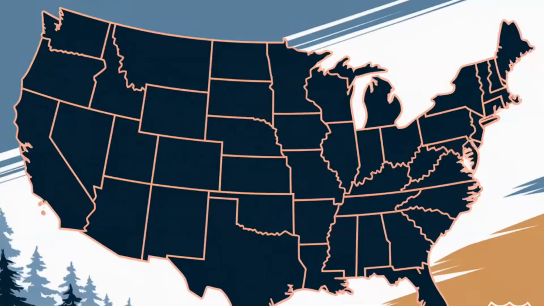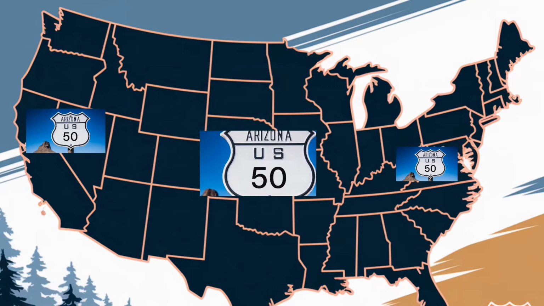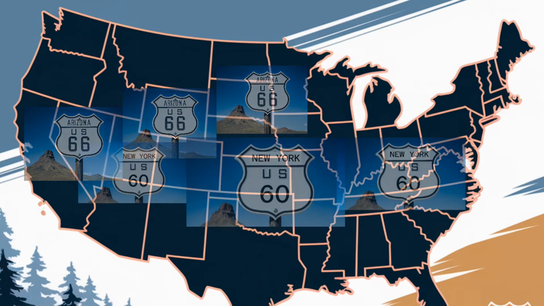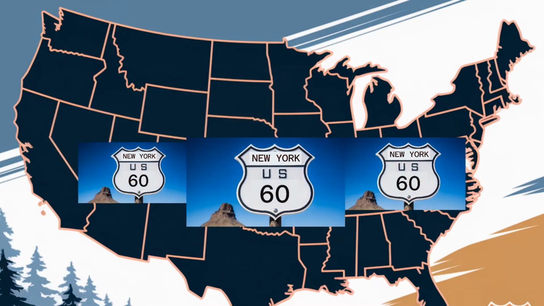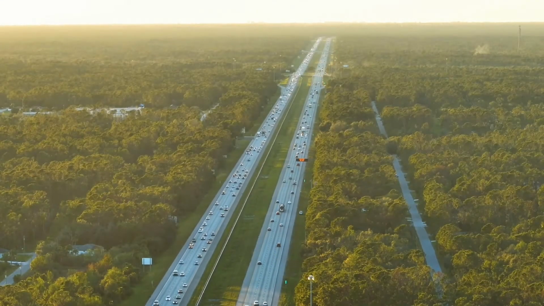And in between, you had roads like US 50, which stretches coast to coast, US 66, which runs from Chicago to LA, and US 60, which runs from Arizona to Virginia. This system worked great until cars, trucks, and traffic started to boom post-World War II.